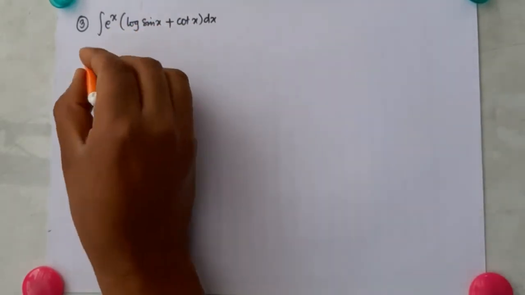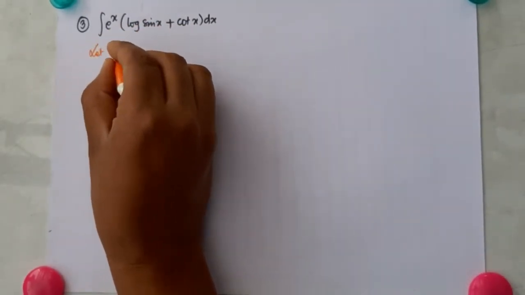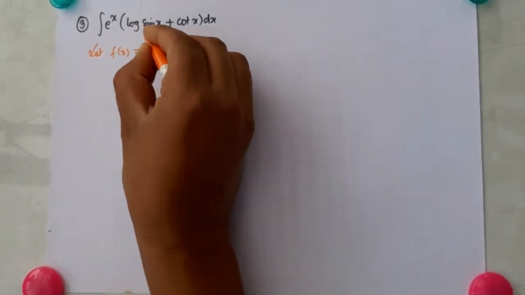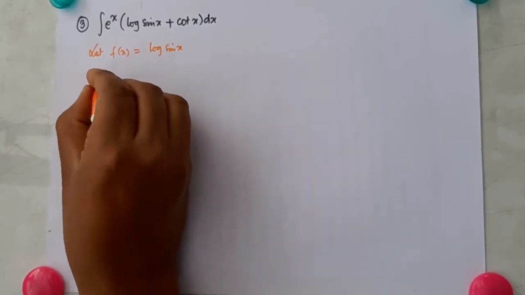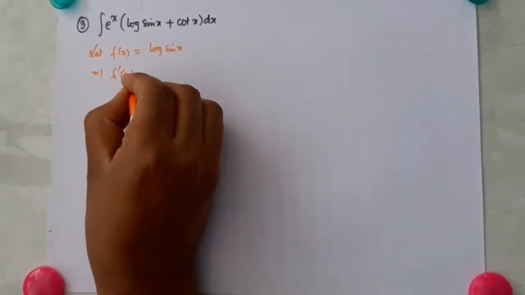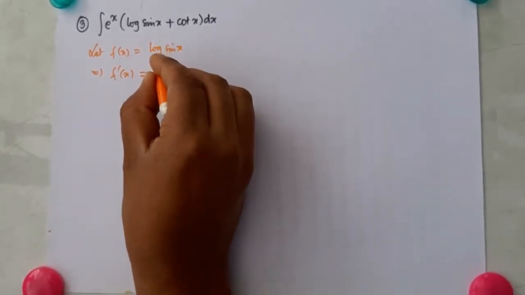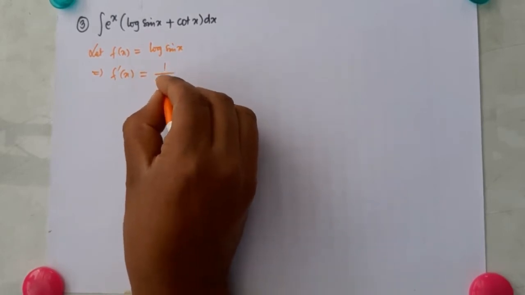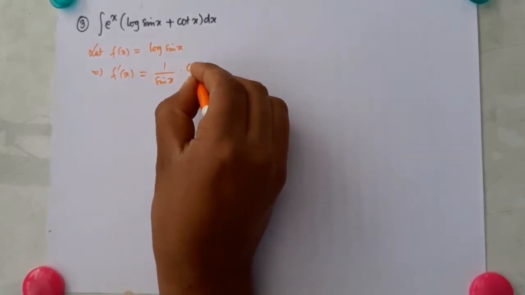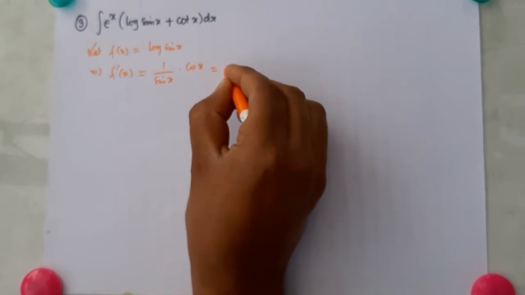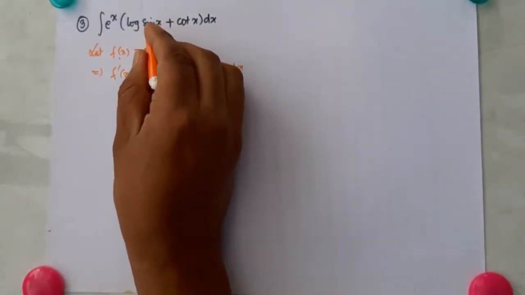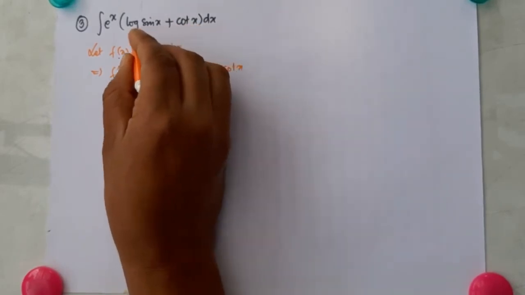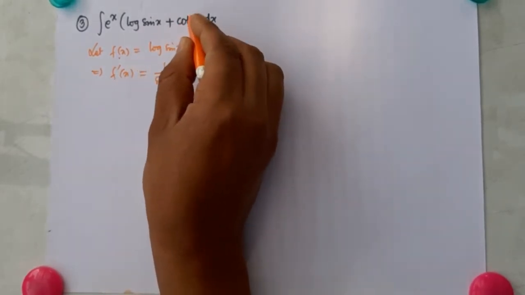Okay, so let me write, let f(x) is equal to log sin x. So let me do it this way. Now this means that f'(x) will be, for log it will be 1 by sin x, and for sin x it will be cos x. So how much is this? This is cot x. See, we started with f(x), that is this one, and we got this to be f'(x), isn't it?